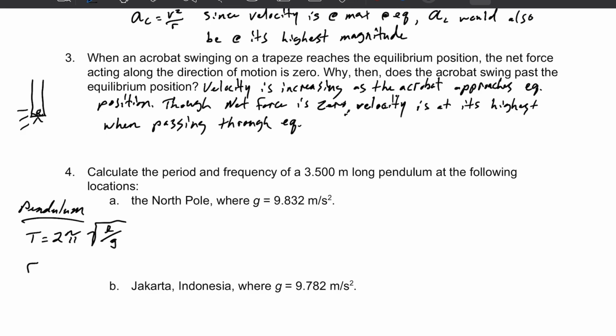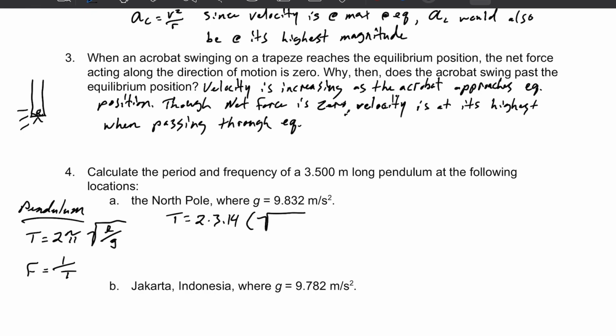On Earth, we'll use 10. Frequency being an inverse of period, so 1 over period is frequency. Remember, period is the seconds per revolution, frequency being the revolutions per second. So with the information given, the North Pole, the period is equal to 2 times pi.